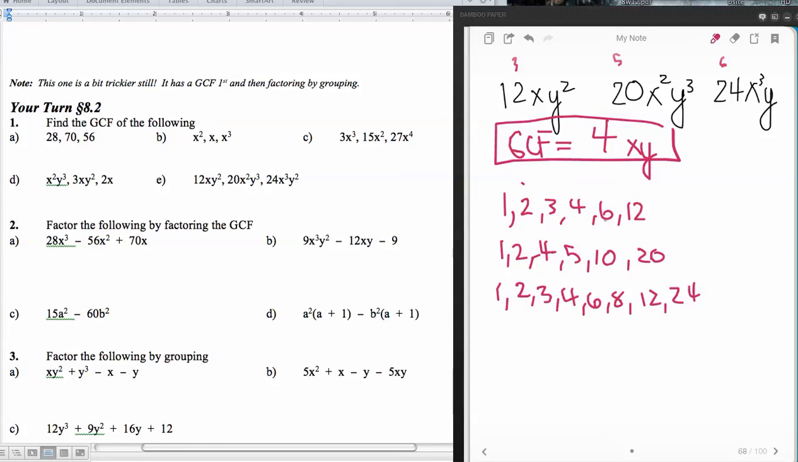Nothing in common, 6 and 6 in common, but not here. And then we see the 4, 4, 4, and 4, and there's the long and the short of why the 4 is the GCF. All right, that finishes one. Next video will be problem number 2.